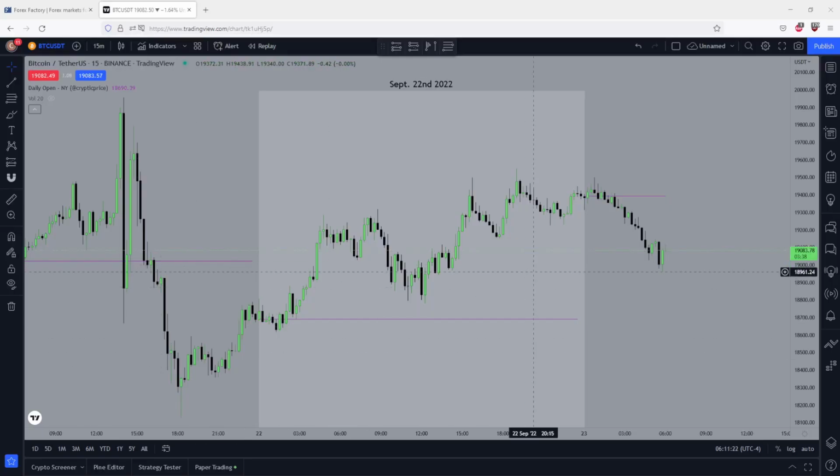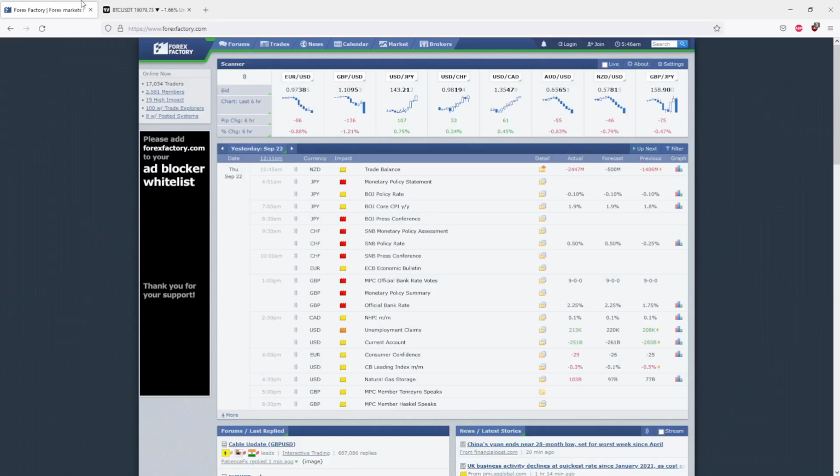Hey guys, welcome back. This is the market review for Bitcoin for September 22nd, 2022. And before we jump into the trade setups, I want to put your focus on the economic calendar for yesterday.